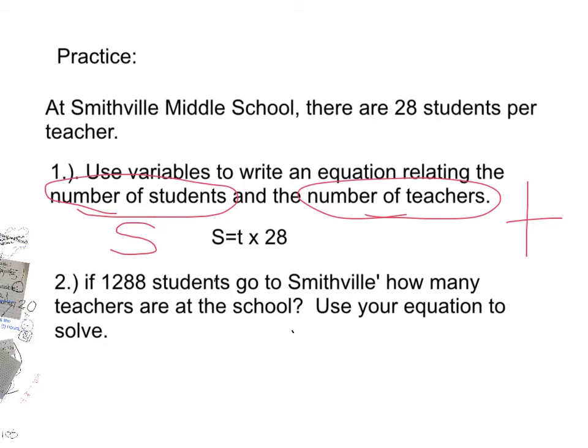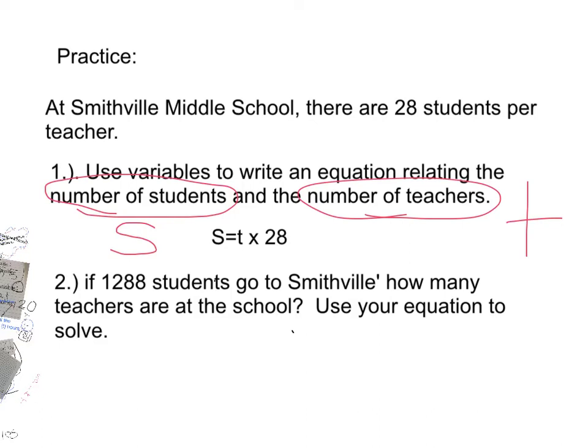Now that you've identified both of your variables, go back and reread the statement, which is there are 28 students per teacher. So if there's going to be 28 students per teacher, therefore every teacher I would multiply by 28 students. Now looking at our variables, we have to decide which one is the dependent variable and which one is the independent variable. In this scenario, the number of students would be our dependent variable and the number of teachers would be our independent variable.